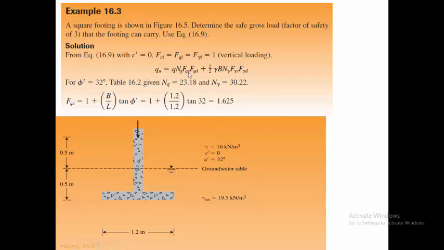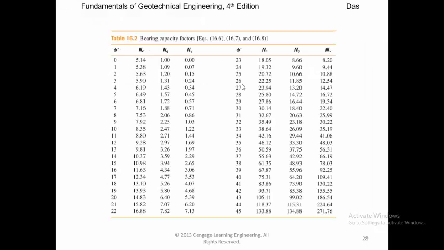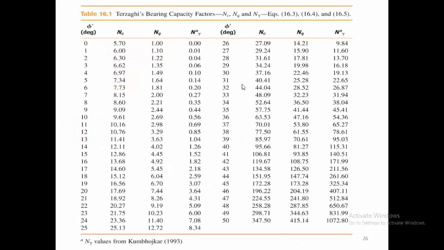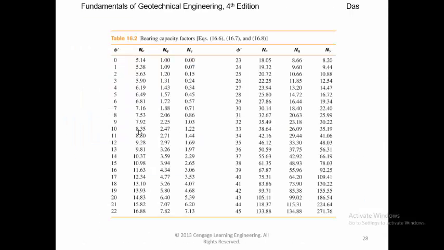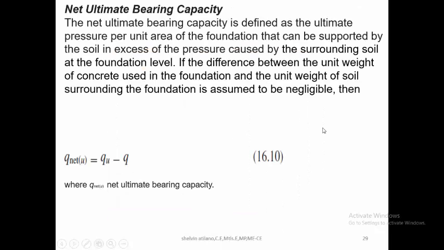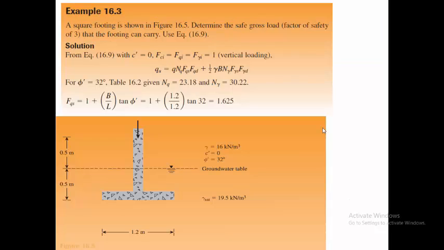So we have different factors to be used. Nq and N gamma, of course, you can check from the table. Use the table for the modified one, for 32 degrees: 23.18 and 30.22. Correct, okay?